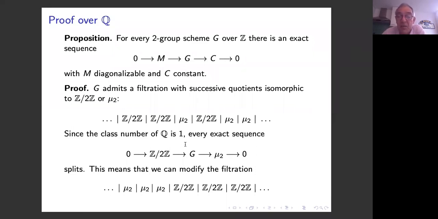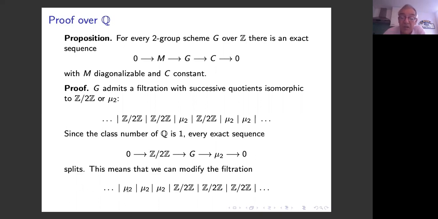But now you can prove, and I will not go into this, that it follows essentially from the fact that the class number of Q is 1. You can prove that any exact sequence of this type with Z mod 2Z on the left and a mu 2 on the right necessarily splits. And that means that in this filtration, if you have a Z mod 2Z on the left and a mu 2 on the right, then you can switch them. You can modify the filtration and switch them. And if you do that for all the Z mod 2Zs and all the mu 2s that you see, then at the end of the day, you can push all the mu 2s to the left, and you can push all the Z mod 2Zs to the right.